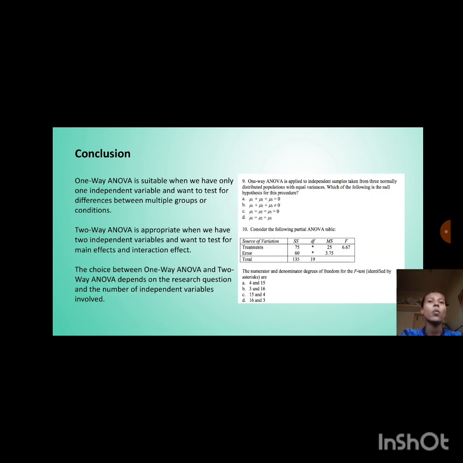Conclusion. One-way ANOVA is suitable when we have only one independent variable and want to test for differences between multiple groups or conditions. Two-way ANOVA is appropriate when we have two independent variables and want to study the main effect and interaction effect. The choice between one-way ANOVA and two-way ANOVA depends on the research question and the number of independent variables involved.